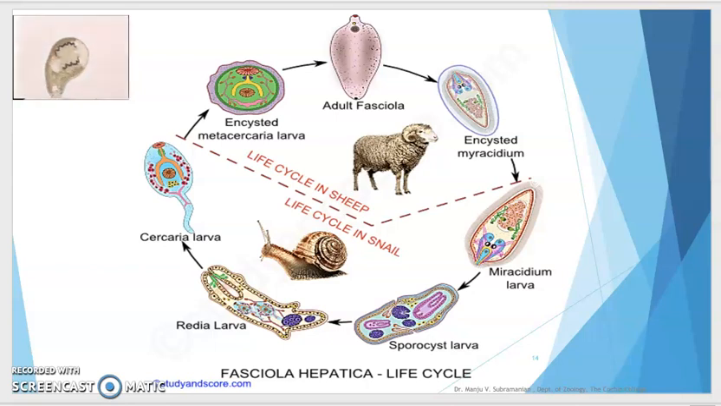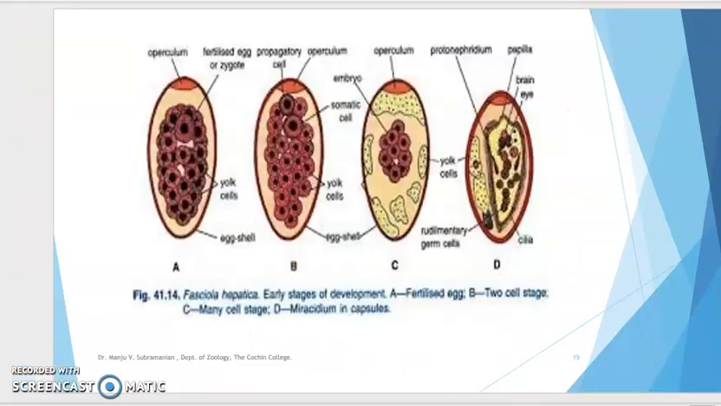Welcome back, students. We will just continue with the life cycle of Fasciola hepatica. As we have discussed in the previous video lecture, the encysted Miracidium gets converted into the active Miracidium larvae, and this active Miracidium larvae gets converted into the sporocyst larvae, that sporocyst larvae into the redia larvae. So this is the detailed structure of the egg capsule.